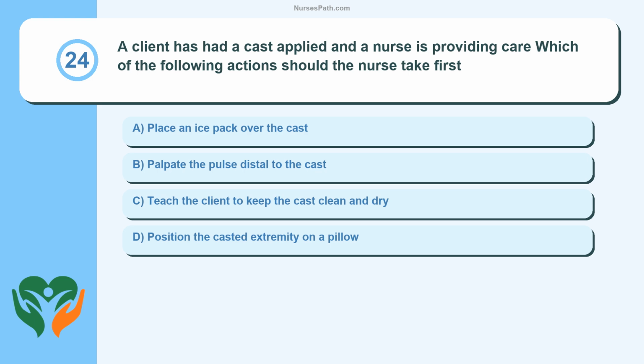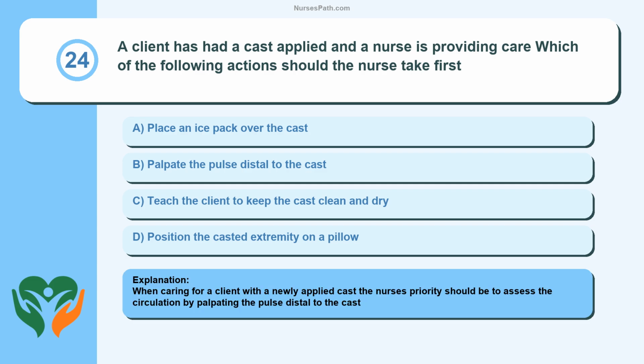Question 24. A client has had a cast applied and a nurse is providing care. Which of the following actions should the nurse take first? Place an ice pack over the cast. Palpate the pulse distal to the cast. Teach the client to keep the cast clean and dry. Position the casted extremity on a pillow. When caring for a client with a newly applied cast, the nurse's priority should be to assess the circulation by palpating the pulse distal to the cast.